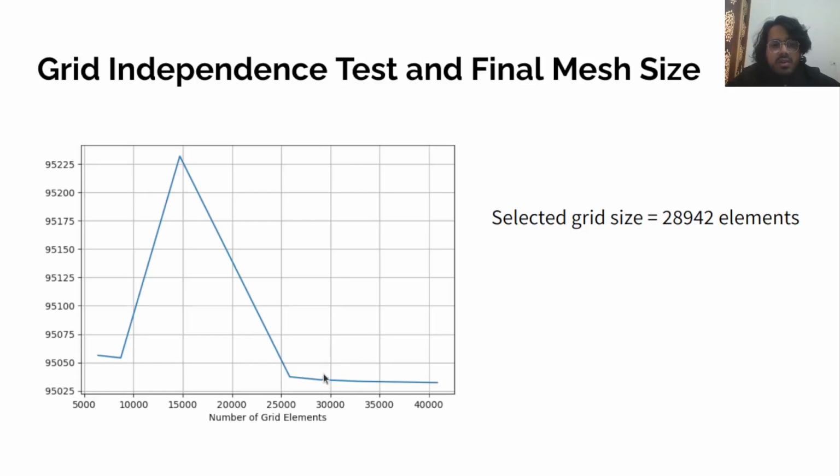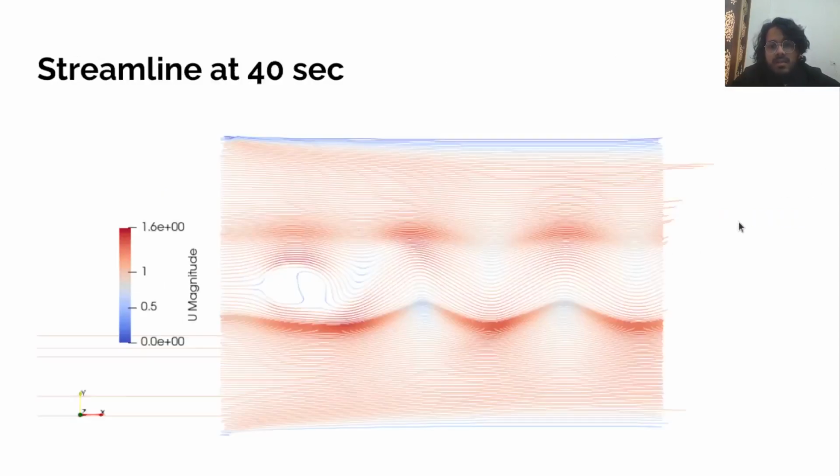near 28,942 elements. We made a lot of grids, a lot of meshes of different sizes, 6 to 7 meshes, simulating them and calculating the average at a particular location for the whole time. We got to know that at 28942 elements our mesh size becomes constant, so we can select the grid size of 28942 elements. Next is streamline at 40 seconds.